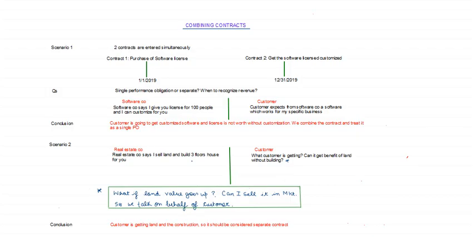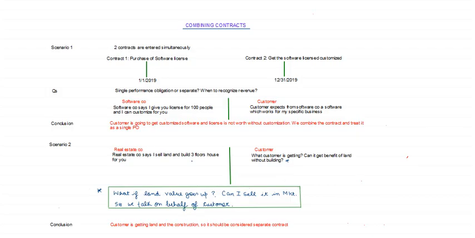Let's take another example. Let's say there is a real estate company and it sells a land and it also enters a contract to build a three-floor house on that land for the customer. Now again, looking from the customer perspective, what is the customer getting in this case? Can the customer benefit from the land itself without a building? What if the value of the land goes up in the market? Can the customer sell that land in the market? The answer is yes. So we talk on behalf of the customer, and in this scenario, the customer is getting the land along with the construction, and therefore these two contracts should be considered as separate contracts.